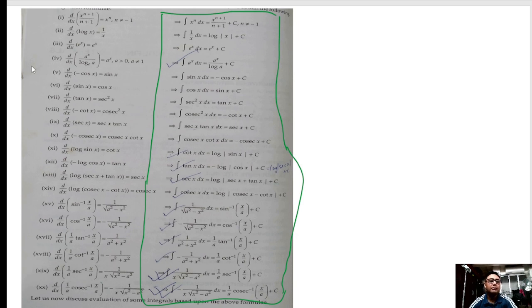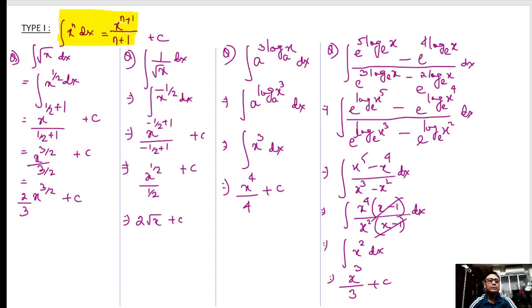So today we will be doing type 1 of this integration. Let's get started. First of all, this formula: integration of x to the power n is x to the power n plus 1 by n plus 1. For example, integration of root x. Root x means x to the power half, so I will write x to the power half plus 1 by half plus 1. So x to the power 3 by 2 by 3 by 2, so it is 2 by 3 x to the power 3 by 2 plus c.